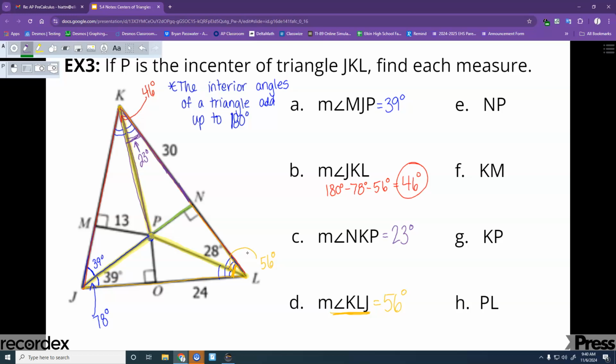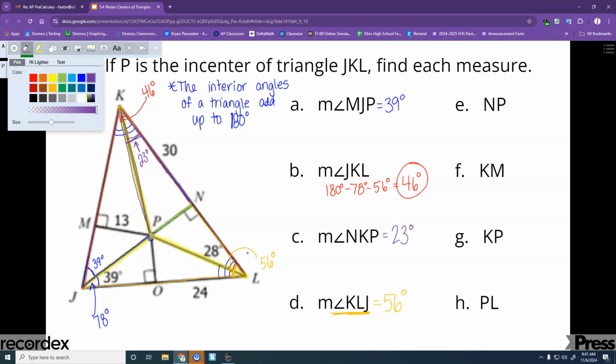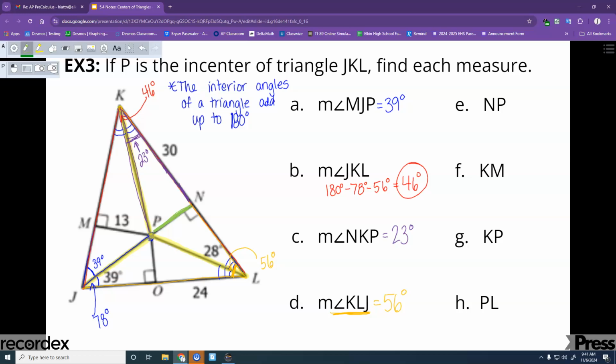Then they also asked us for some sides. So let me go back to this one I was looking at here. NP. What is that going to be? 13, because this is 13. OP is also 13. All those perpendicular lines are going to be the same, if that's the incenter.